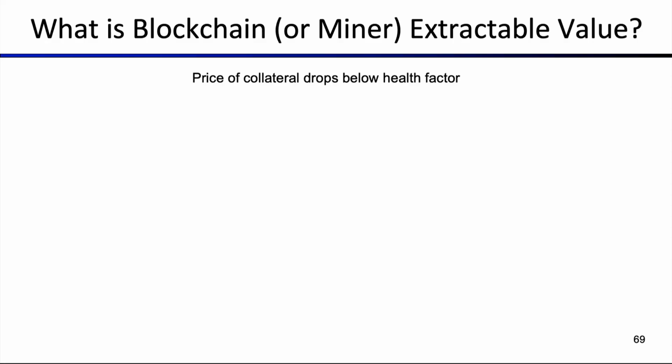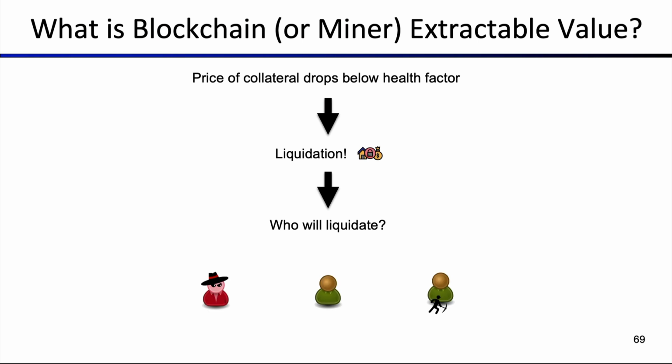What is blockchain or miner extractable value? Well, let's look at a concrete example. If the price of the collateral of an asset drops below a health factor, as you maybe recall from our lending lecture, then there is a possible event of a liquidation that a third party can trigger. Now the question is, who will liquidate? Is it the miners? Is it just a regular user? Or is it some kind of an adversary that tries to front run other users?